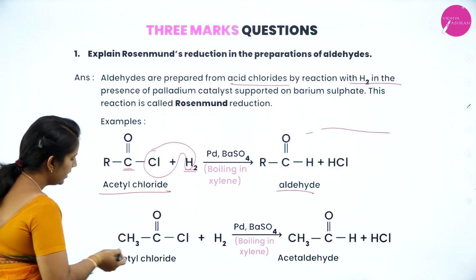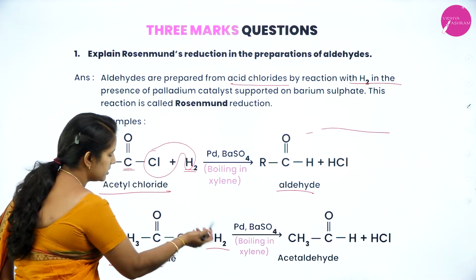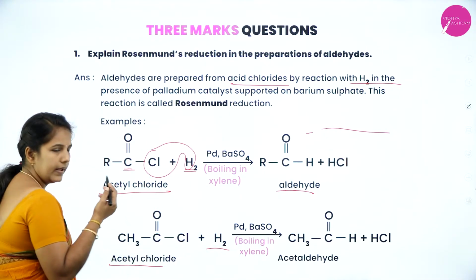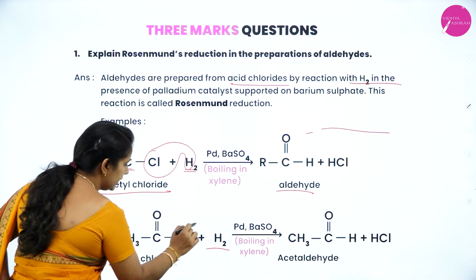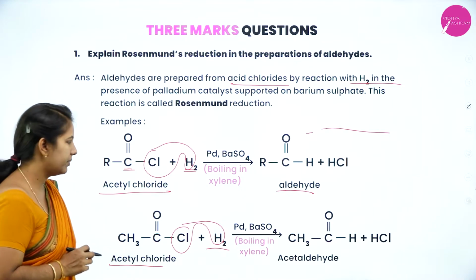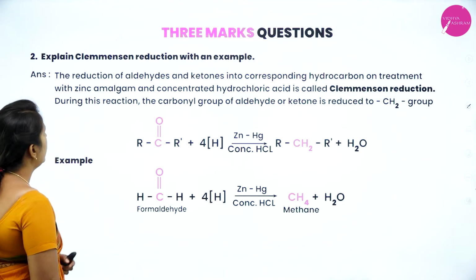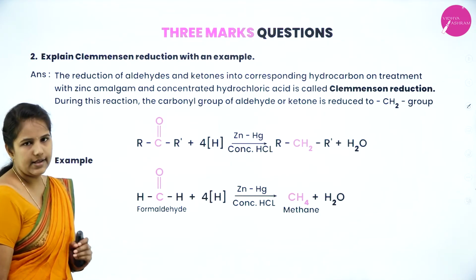It's very simple. Similarly, acetyl chloride, upon addition of hydrogen in the presence of palladium supported with barium sulfate, 1 Cl combines with 1 H and forms HCl, and 1 H can attach to this carbon atom and forms acetaldehyde. Next, explain Clemmensen reduction with an example.